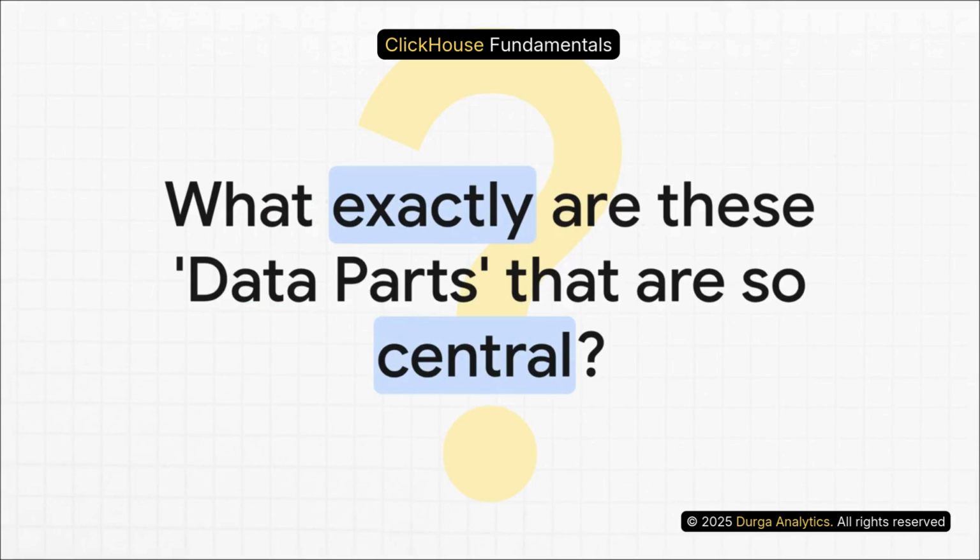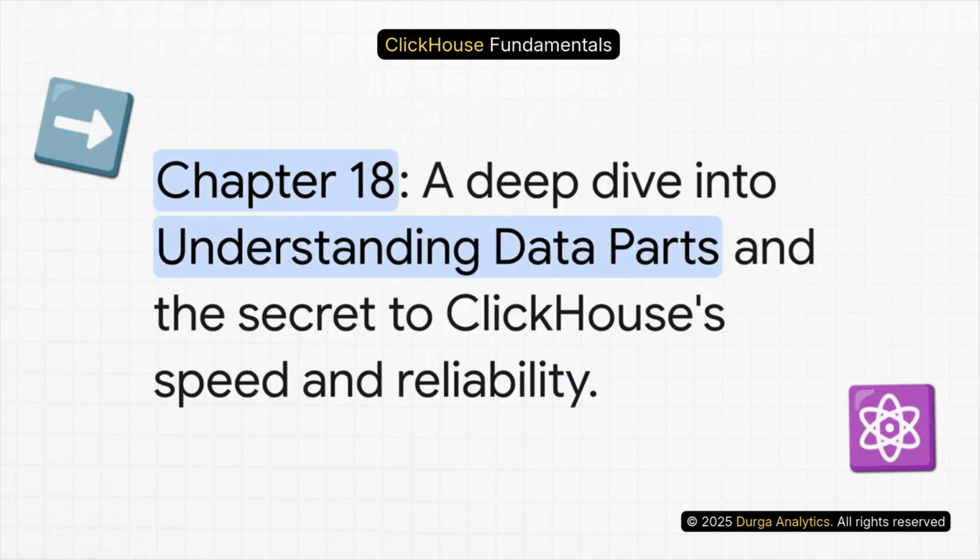So, as we've seen, that system.parts table is incredibly important, and our diagnostics often point us to problems with merges or having too many parts. And that really begs a fundamental question, doesn't it? What exactly are these data parts that are so central to how ClickHouse performs? And that is the perfect setup for our next chapter.